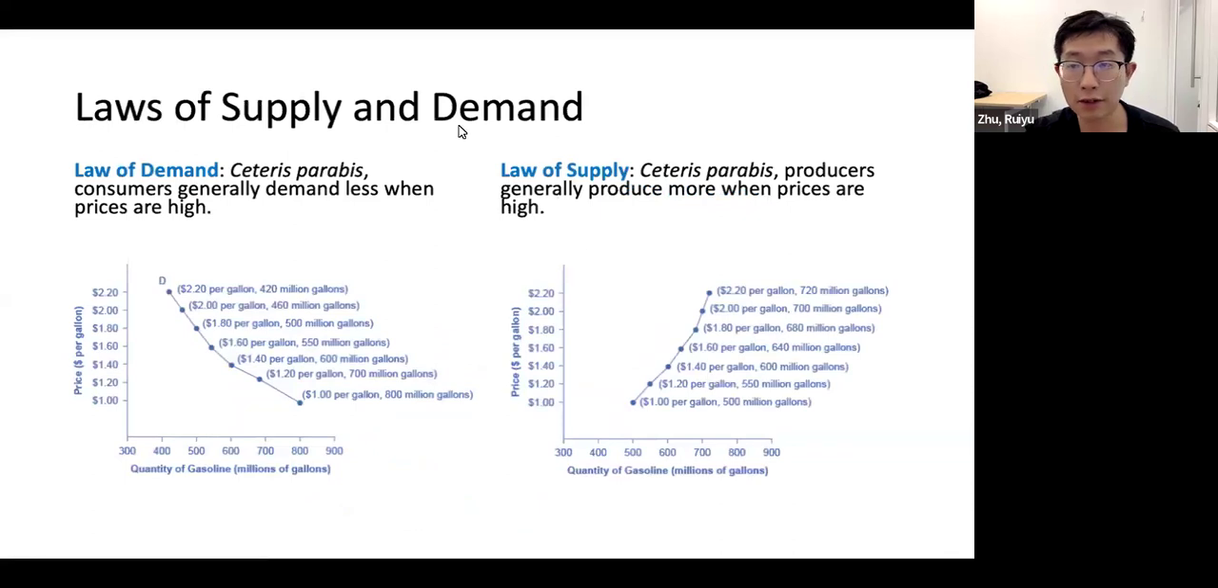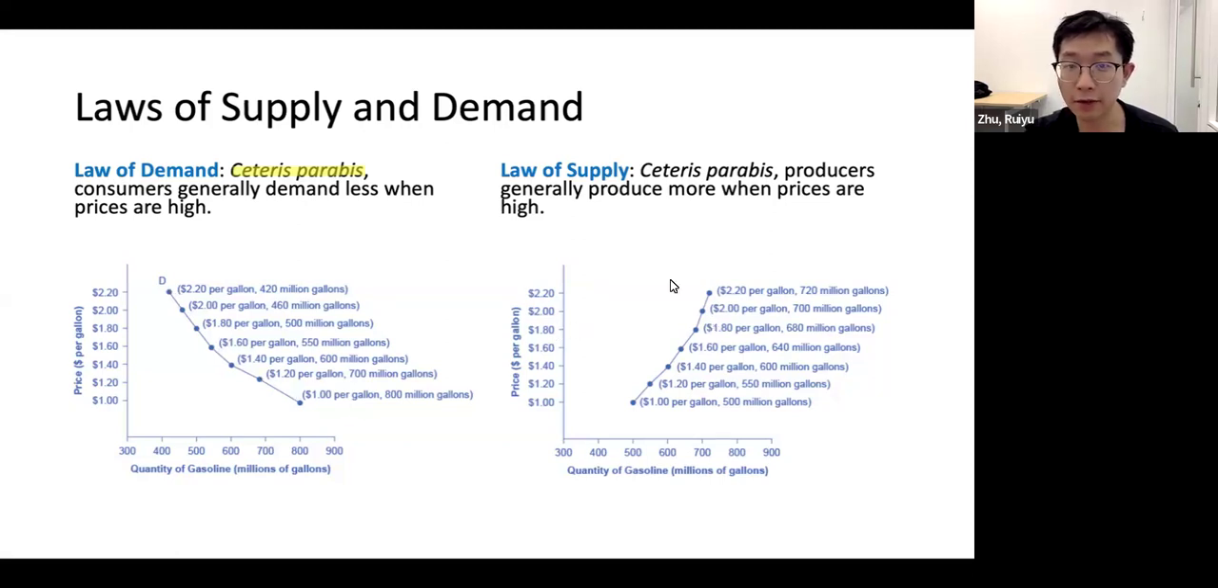So the law of demand: as you can see, the demand curve is downward sloping. As the price increases, the quantity demanded decreases, ceteris paribus, which means we keep all the other factors constant. We only change price and quantity. That's the law of demand, which means the demand curve is downward sloping.